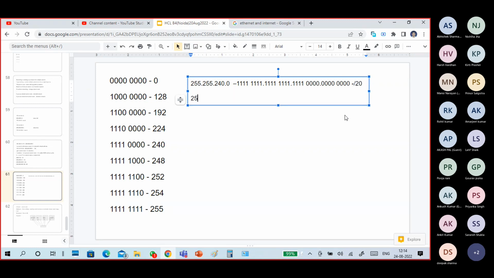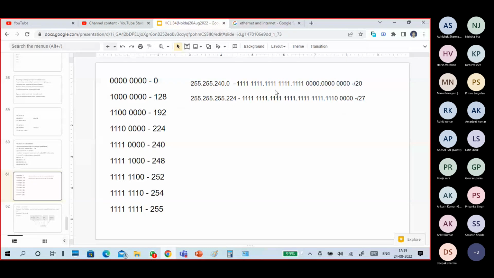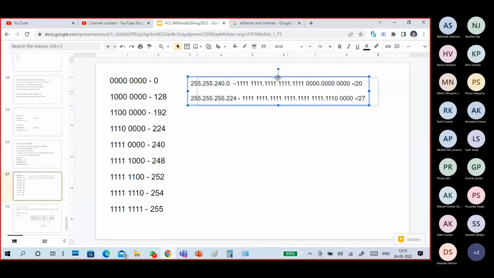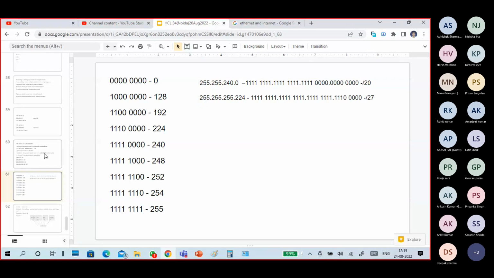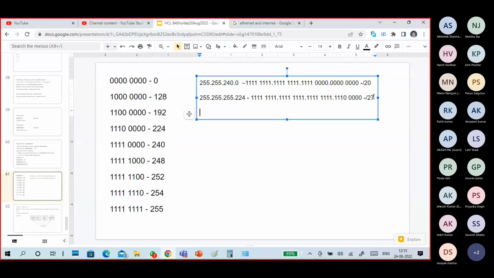Okay. So you have 255.255.255.224. How many ones? All are ones for the first three, and 224 means 111 followed by zeros. It is 24 plus 3, so it's 27. This is how slash notation comes out. Not now, but in the future, this slash notation is also very useful.